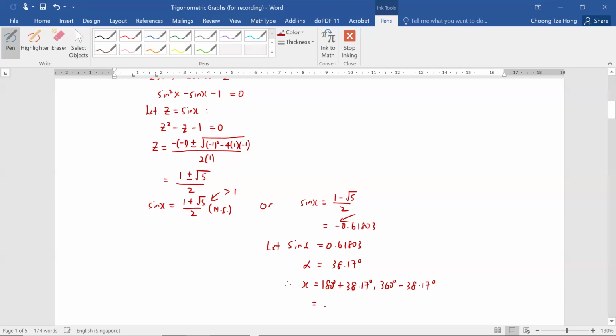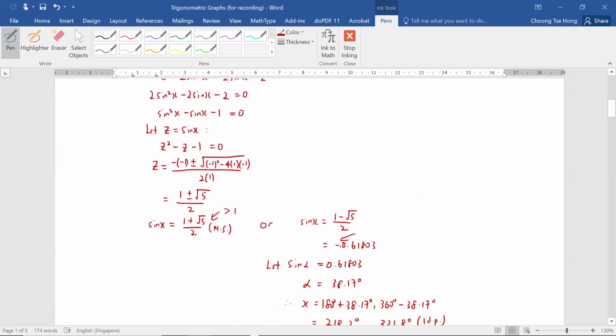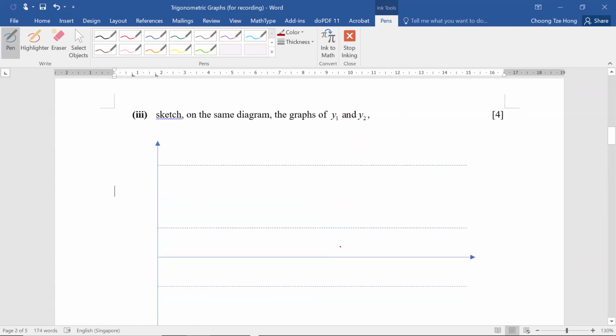So this answer is going to be 218.2 degrees and 321.8 degrees, to one decimal place. Not too difficult of an equation to solve, but not exactly very short also. That's why it's actually a 4-mark question. All right, let's take a look at part 3.